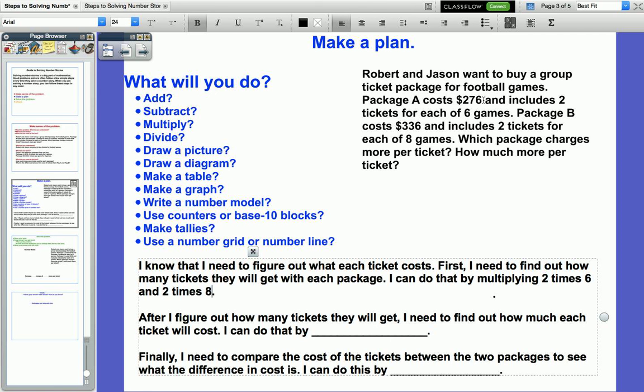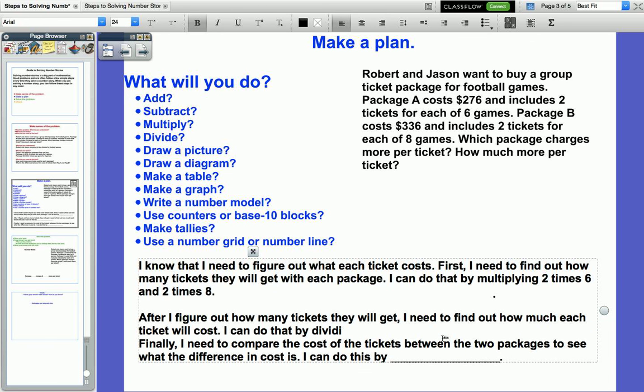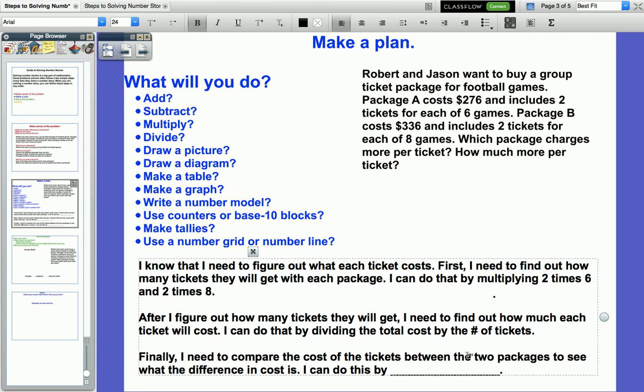So I want to make equal groups. So when I make equal groups, I'm going to divide. Okay, so I'm going to figure that out by dividing the total by the number of tickets. So the total cost, I should say. So I'm going to divide the total cost by the number of tickets to figure out how much one ticket costs. And then the last thing I need to do is compare the cost of the tickets between the two packages to see what the difference in cost is.